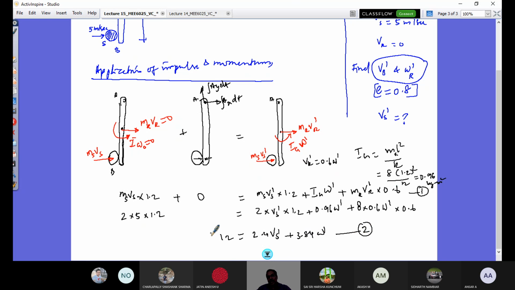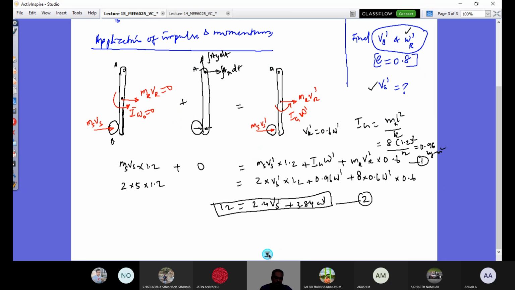So I have now one equation relating what is of interest, Vs dash and omega dash. Once I have this, I can find the other, of course, 0.6 times this. That's not an issue, but I have only one equation. So what is my second equation? My second equation is from the coefficient of restitution. The coefficient of restitution is defined as relative velocity after the collision, Vb dash minus Vs dash, equals E into Vs minus Vb.